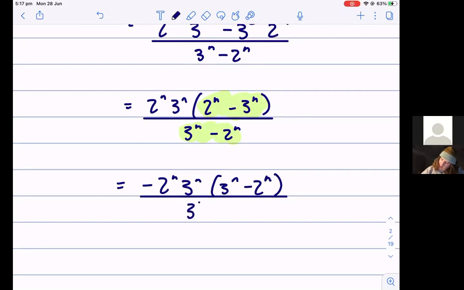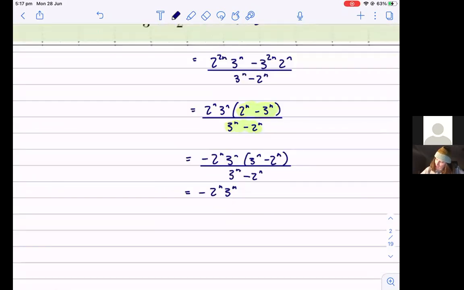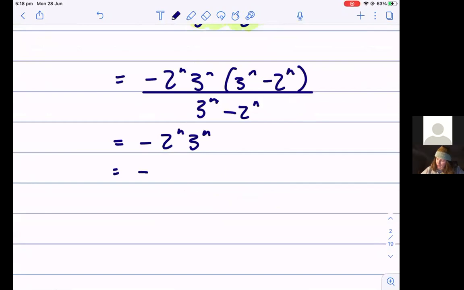Over 3 to the n take 2 to the n. Now we just need to cancel. So we've got negative 2 to the n, 3 to the n. And that's that simplified. And if we put that together, we've got negative 2 times 3 to the n. I just took the negative out the front. I can't bother dealing with it, which means I've got negative 6 to the n.